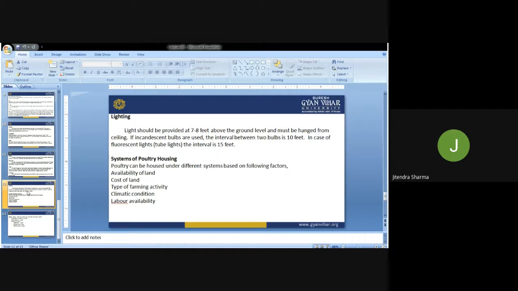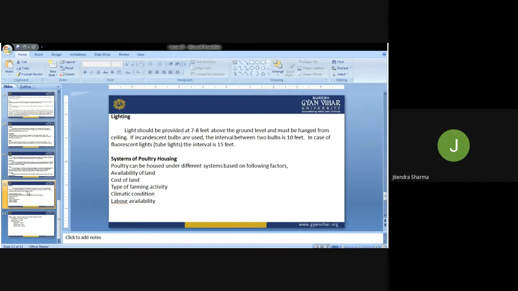That kind of thing is required, and we know that in broilers we provide lighting for more than 24 hours in the initial stages. Then, if we find that the growth and development of the birds is in a desirable direction, only then can we reduce the timing of lighting. Otherwise, initially we will provide lighting up to 24 hours.